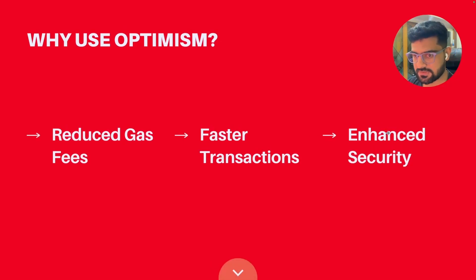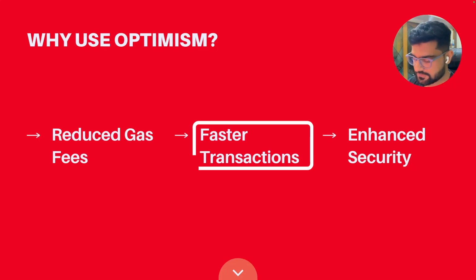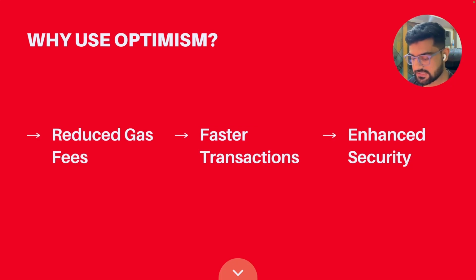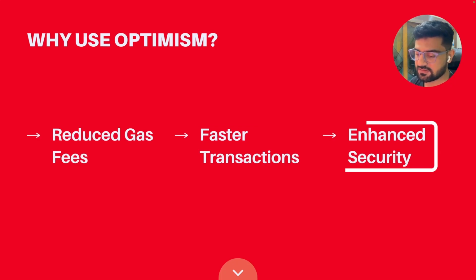So why should you use Optimism? There are three main reasons. First one is reduced gas fees. Transactions on Optimism are significantly cheaper than on Ethereum mainnet. Also, by processing transactions off-chain, it speeds up the whole process. Also, if you talk about security, Optimism leverages the security of Ethereum, ensuring your transactions are safe.